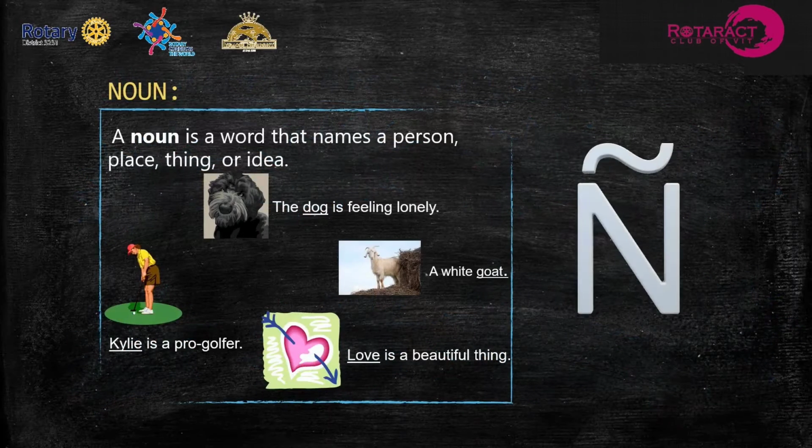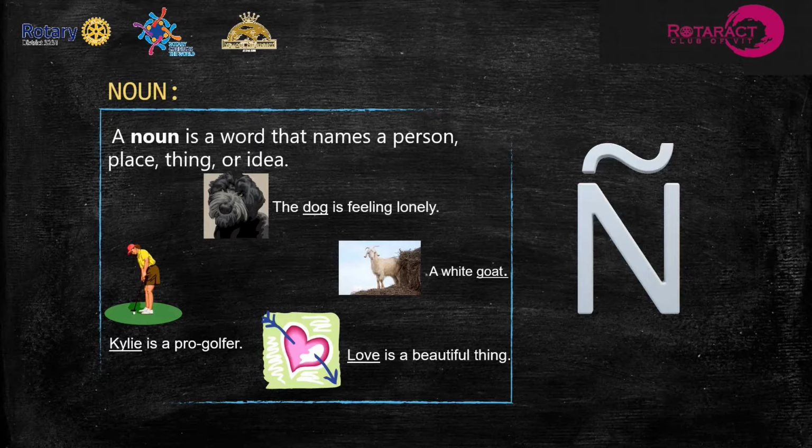Now, we are going to talk about noun. A noun is a word that names a person, place, thing, or idea. Let's look at the examples given below. The dog is feeling lonely. Here, the dog is a noun because it's the name of an animal. A white goat. Goat is also a name of the animal, so it's also a noun.